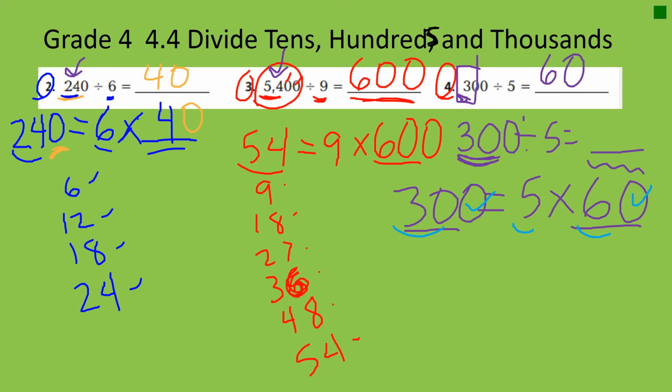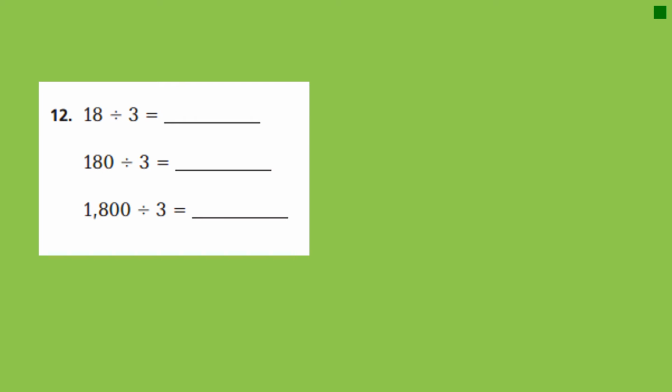Okay, now be careful because you can't count zeros and just add them on this way. You have to be very careful. What if you just counted zeros here? You would have 600, and that's not right. Okay, you really have to think about it as division. Okay, guys? Or to solve it as multiplication. Now look at this nice problem, number 12. 18 divided by 3.